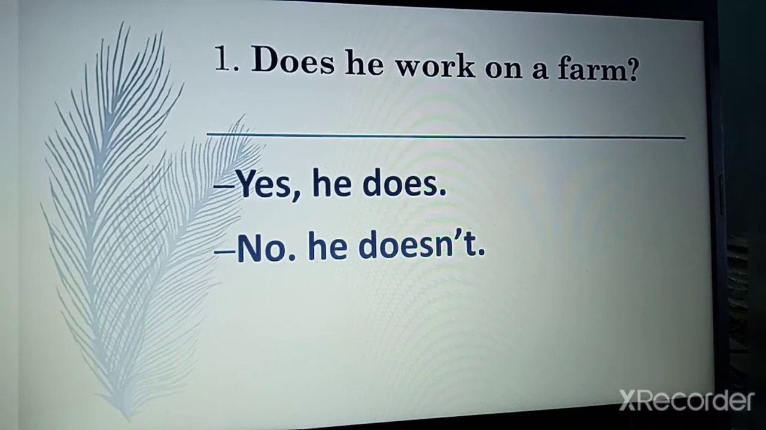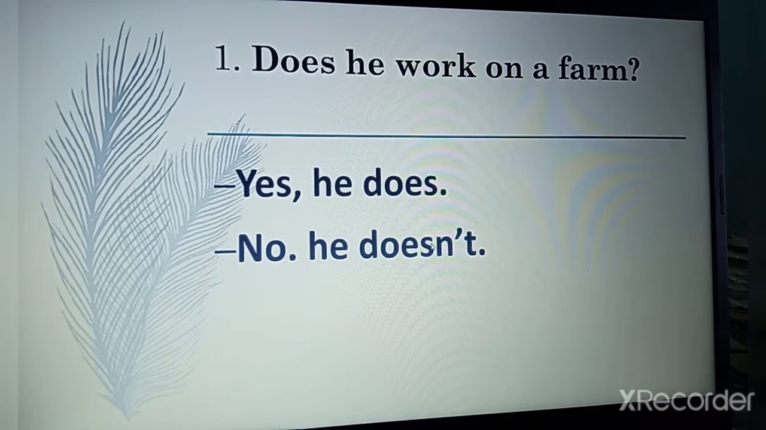Now let's look into how to answer a question using does or doesn't. You base your answer on the question. If your answer is yes, of course you say does, because it's a positive answer. Does he work on a farm? Yes, he does. That's a positive statement. But what if your answer is no? That's the time you're going to use doesn't, because not. Does not. He doesn't or he does not. Understood?